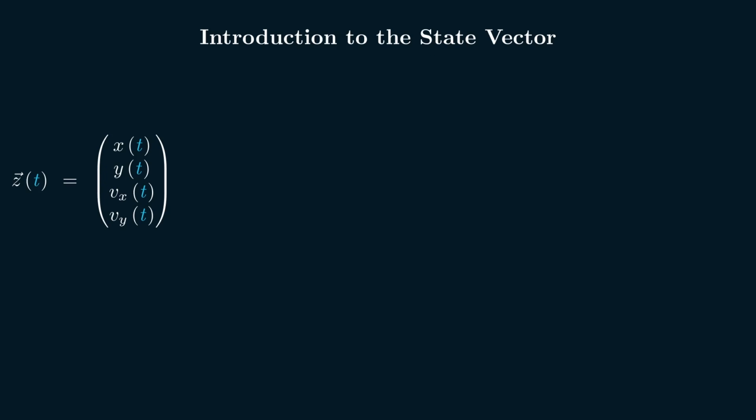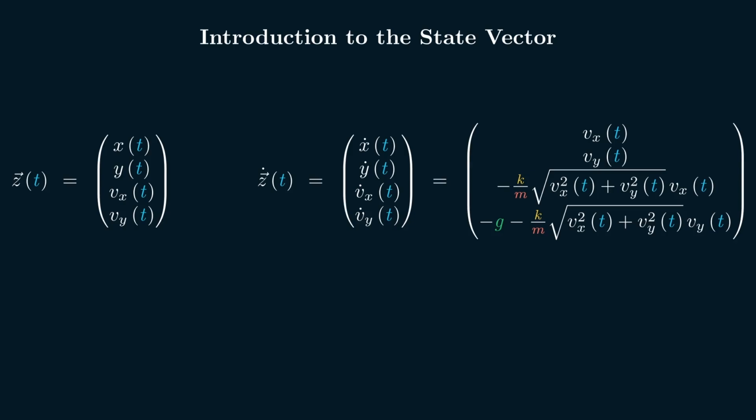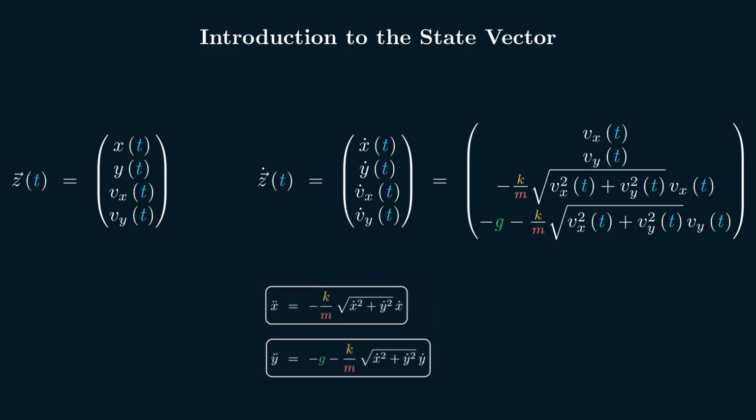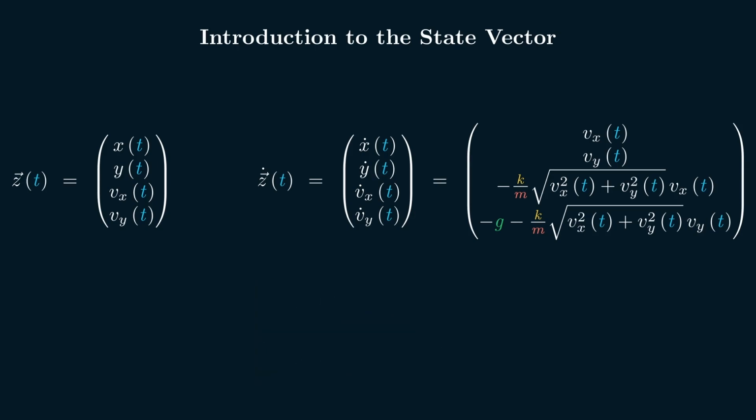What matters is that we can write down a time derivative of this vector z: x dot, y dot, vx dot, vy dot. And x dot is vx, y dot is vy, while the derivatives of the velocities are the accelerations. And those are precisely the 2 component forms of the equation of motion that we have just derived. It is also important that z dot, in other words dz by dt, is a function of z. We will use that in a moment.